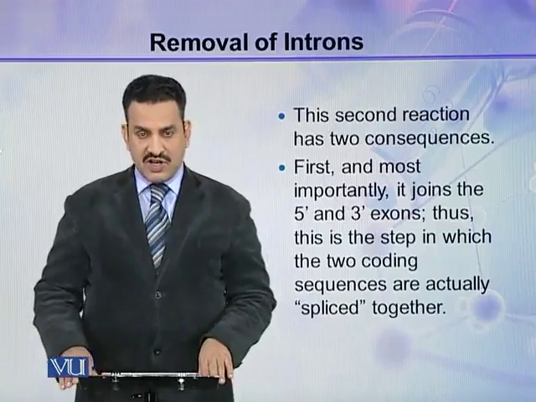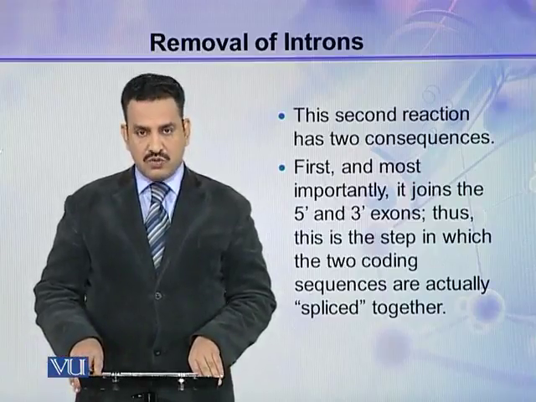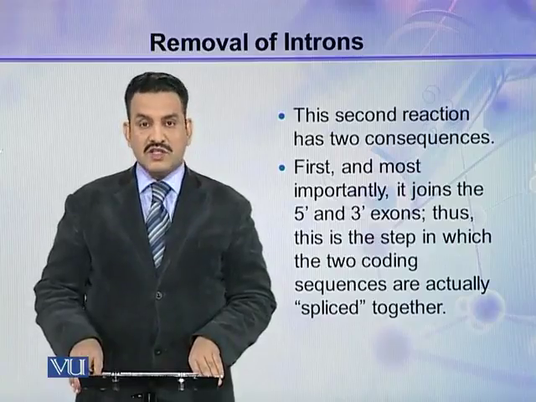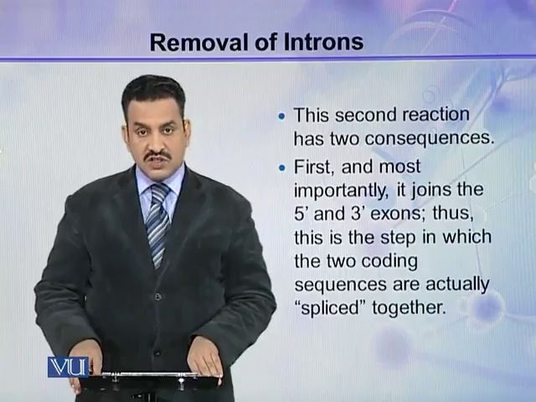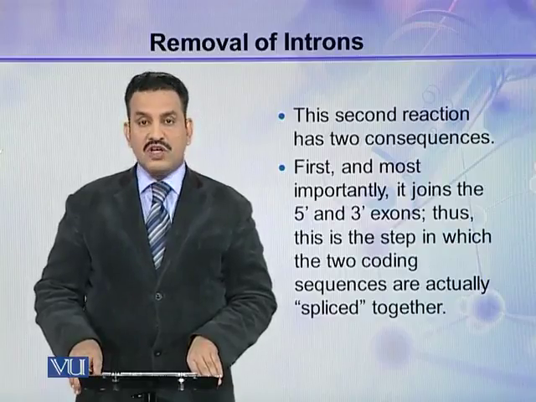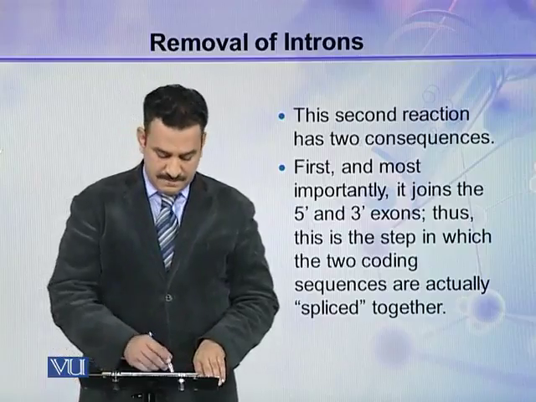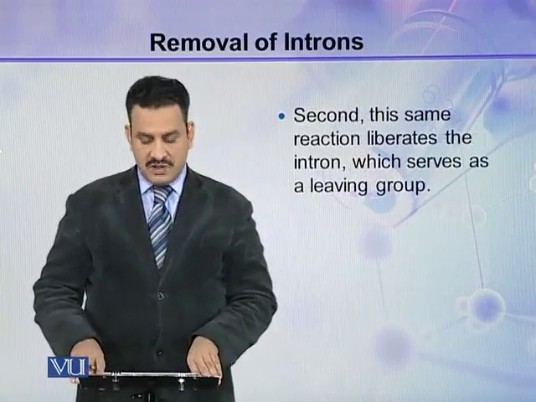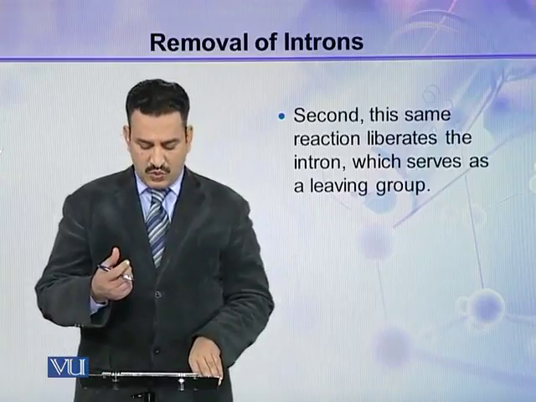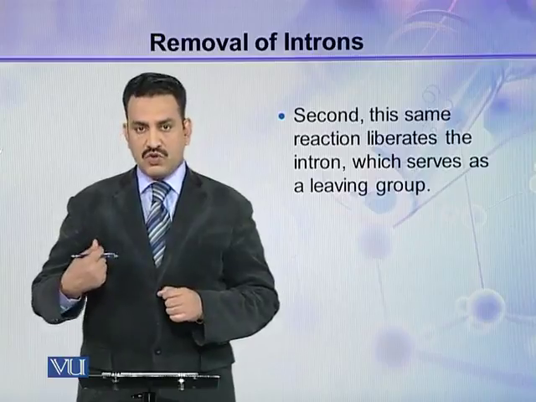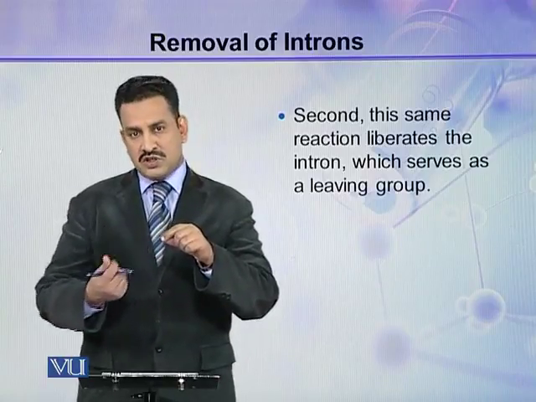This second reaction has two consequences. First and most important, it joins the 5' and 3' exons. Thus, this is the step in which two coding sequences are actually spliced together. Second, this same reaction liberates the intron, which serves as a leaving group. So as a result of this second reaction, the whole intron is removed.